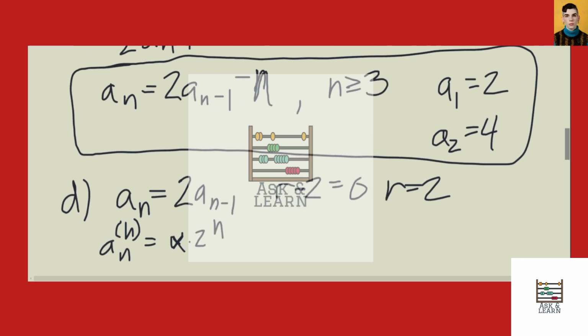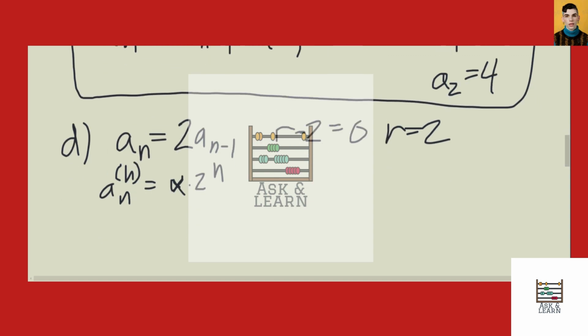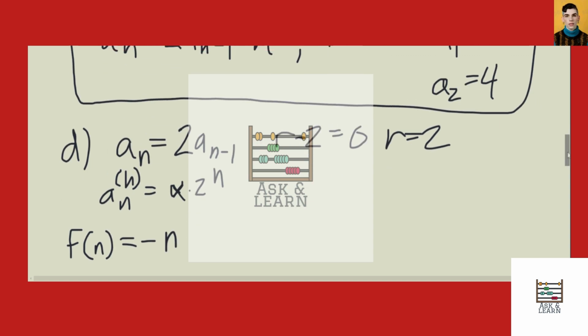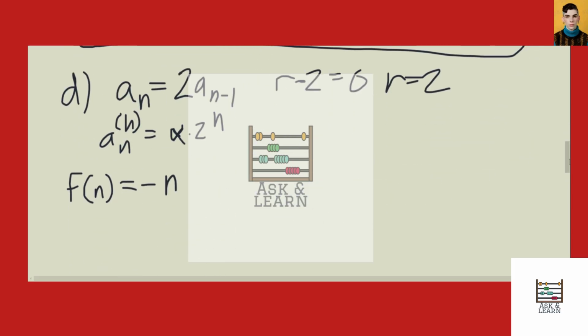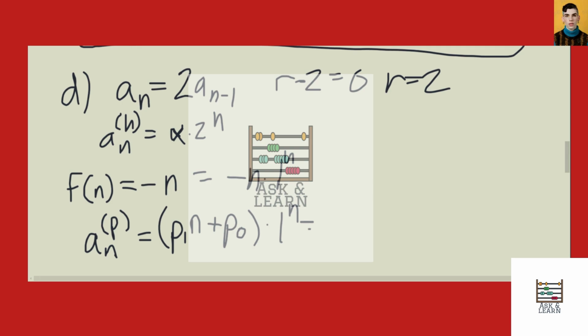And we have that the non-homogeneous part of the relation, f(n), is negative n. And so this is the same as negative n times 1 to the n. Negative n is a polynomial of degree 1, and 1 is not a characteristic root, so it follows that the particular solution has the general form (p_1 n plus p_0) times 1 to the n, which is simply p_1 n plus p_0.